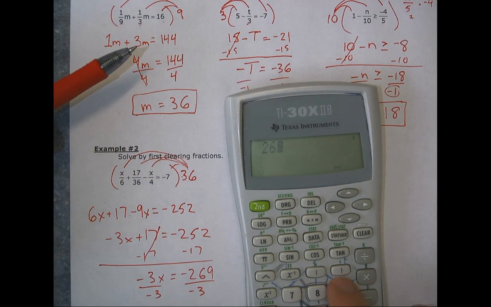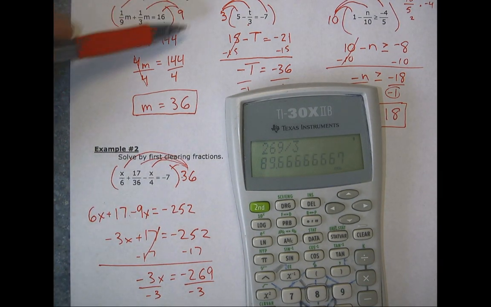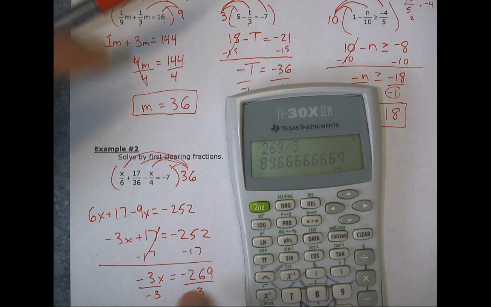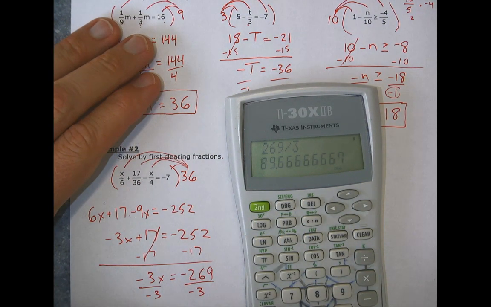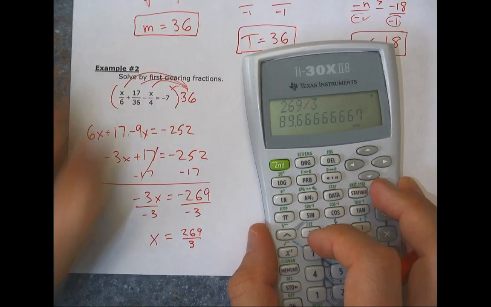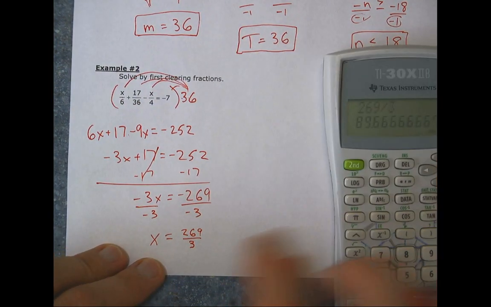So 269 divided by 3. It's 89 and then something left over. So if you wanted to, you could leave this as 269 over 3. You'll very often see that kind of answer in the textbook. Okay, nothing wrong with that. You can leave it like that. So this is fine.